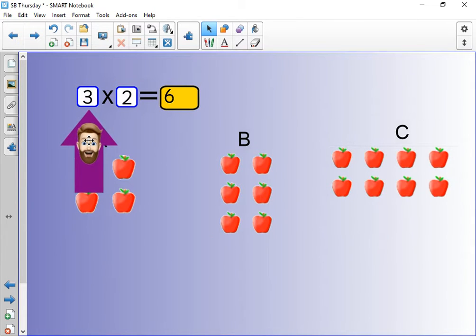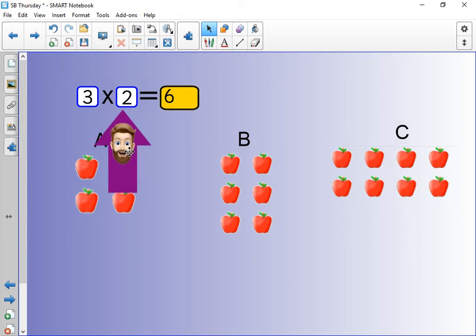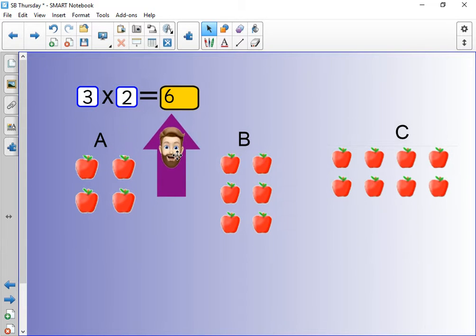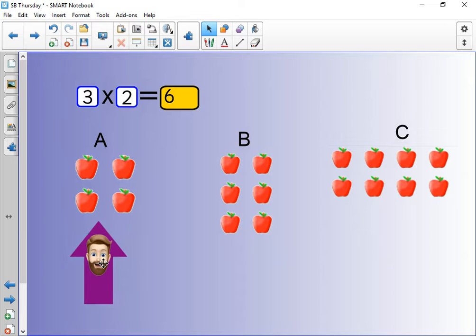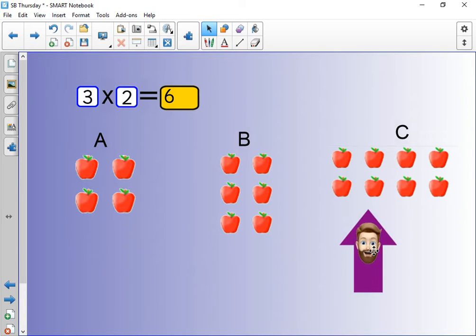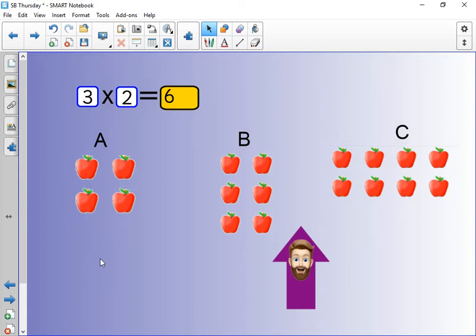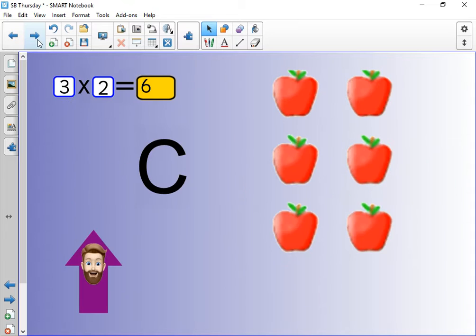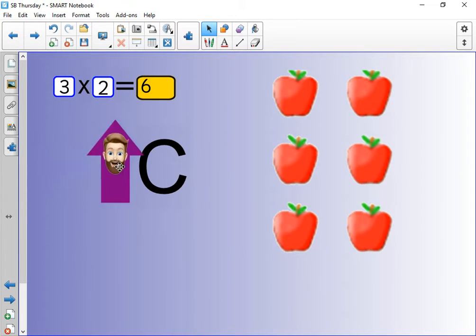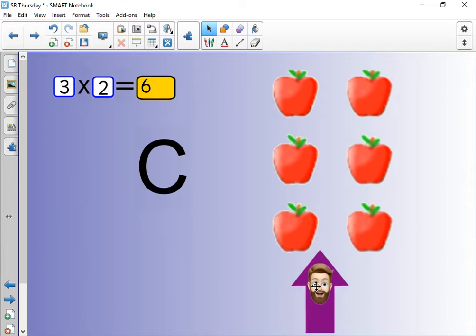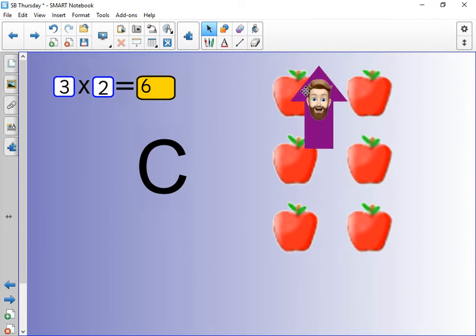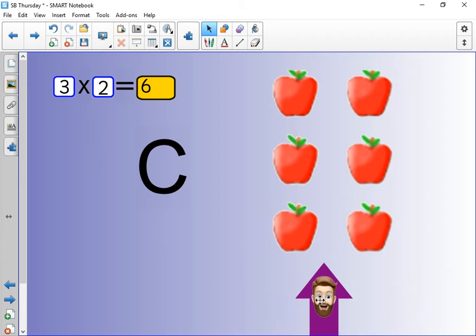Okay, another one. 3 multiplied by 2 equals 6. Which array represents that calculation? Is it A, B, or C? Shout out for me. Should we find out on the next page? It's C. Can you see those 3 groups of 2? Are they vertically or horizontally? Can you see the 2's, 3 groups?